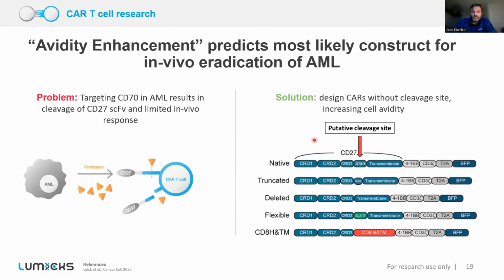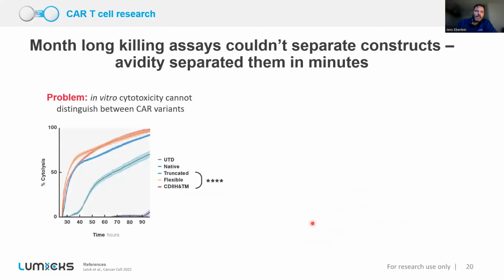And so the scope of this project was to rationally engineer a CAR construct that is not being fed. What you can see here is they started with the original CD27-based CAR, then created a truncated version to remove the cleavage site, then designed a deleted version where they don't have a stalk region, introduced a flexible linker, and then swapped out the hinge transmembrane domain with the CD8 hinge transmembrane domain.